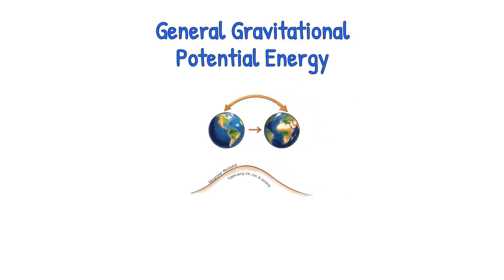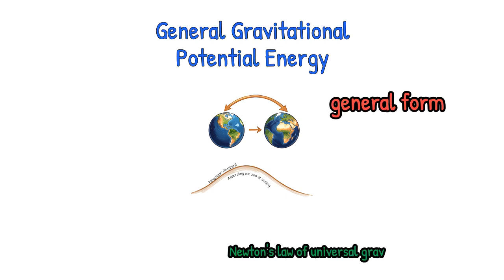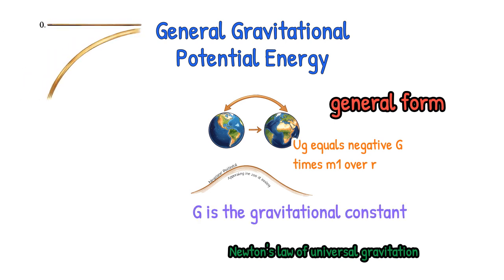For objects significantly far from Earth, such as satellites, or between any two masses m1 and m2, the constant g approximation fails. The general form derived from Newton's law of universal gravitation is UG equals negative G times m1 m2 over r. Here G is the gravitational constant, 6.674 times 10 to the minus 11 newton meters squared per kilogram squared, and r is the distance between the centers of the two masses in meters.